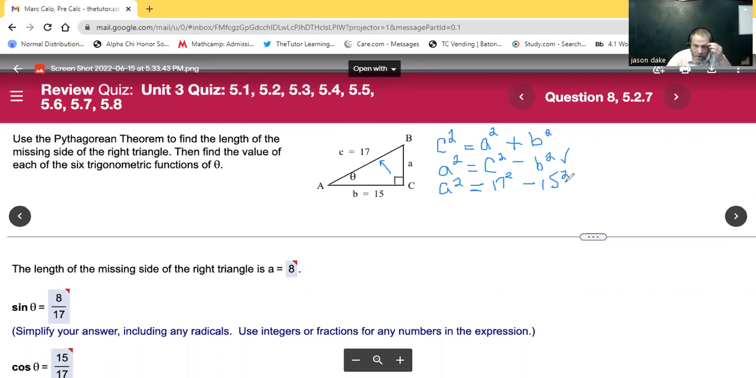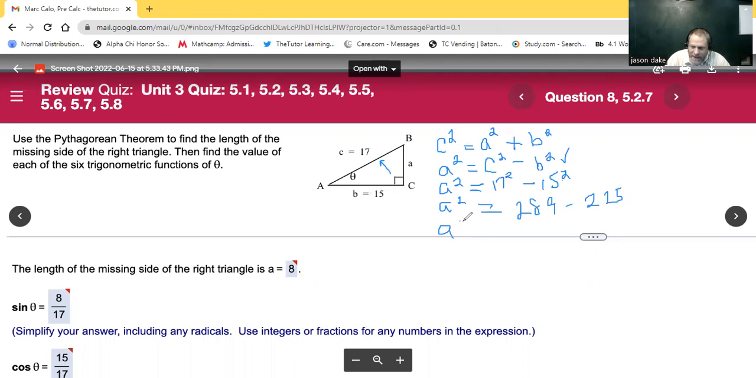So let's multiply. A squared equals 289 minus 225. Where did you get those numbers from, Mr. JD Tutor? This number right here, 289, is 17 squared, so 17 times 17. 225 is 15 squared, 15 times 15. That is a square, not a 152. So now we're going to subtract.